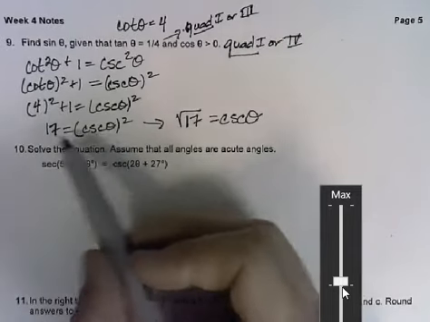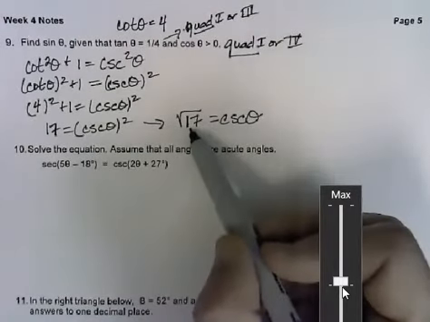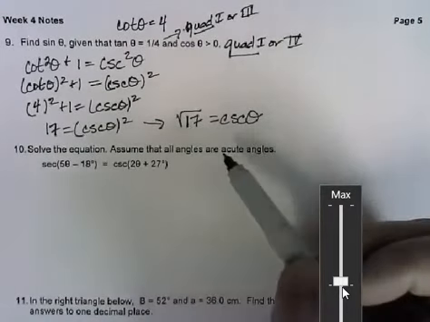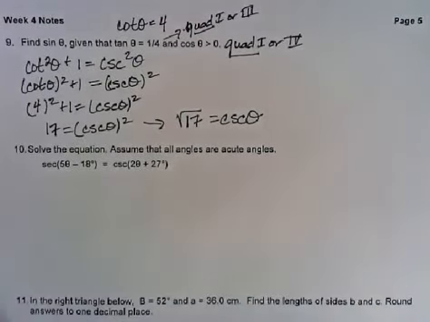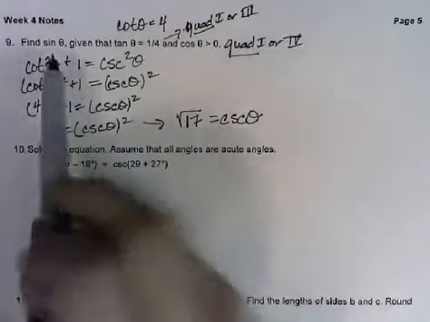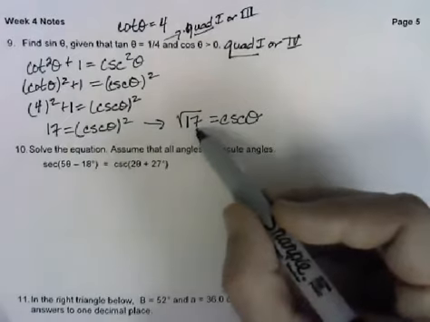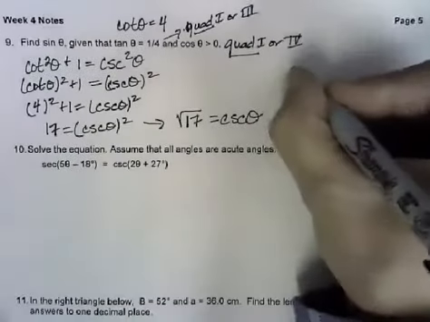Since we're in quadrant 1, I'm taking the positive square root, and that gives me the positive square root of 17. What I was trying to find was the sine of theta, so now I need to take this value and flip it over to get sine of theta.